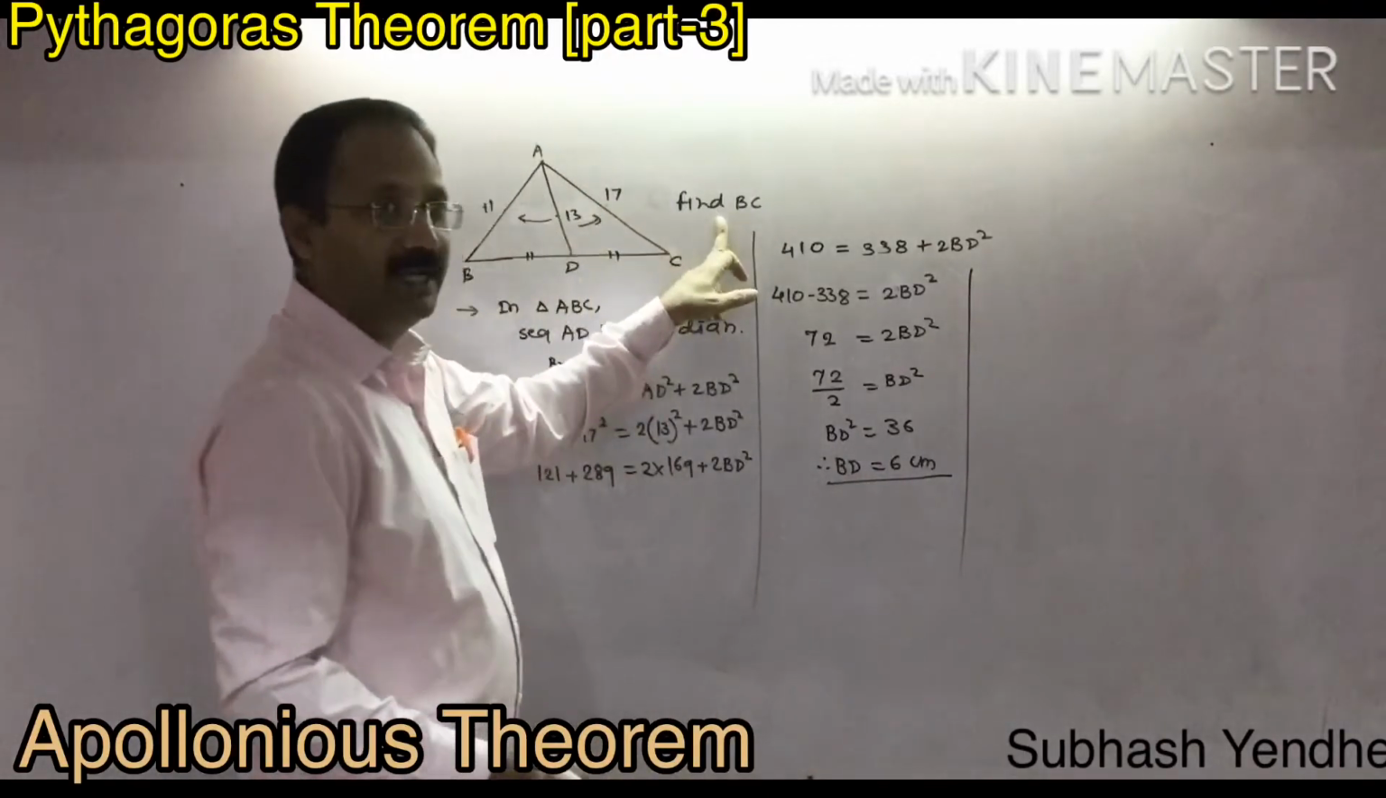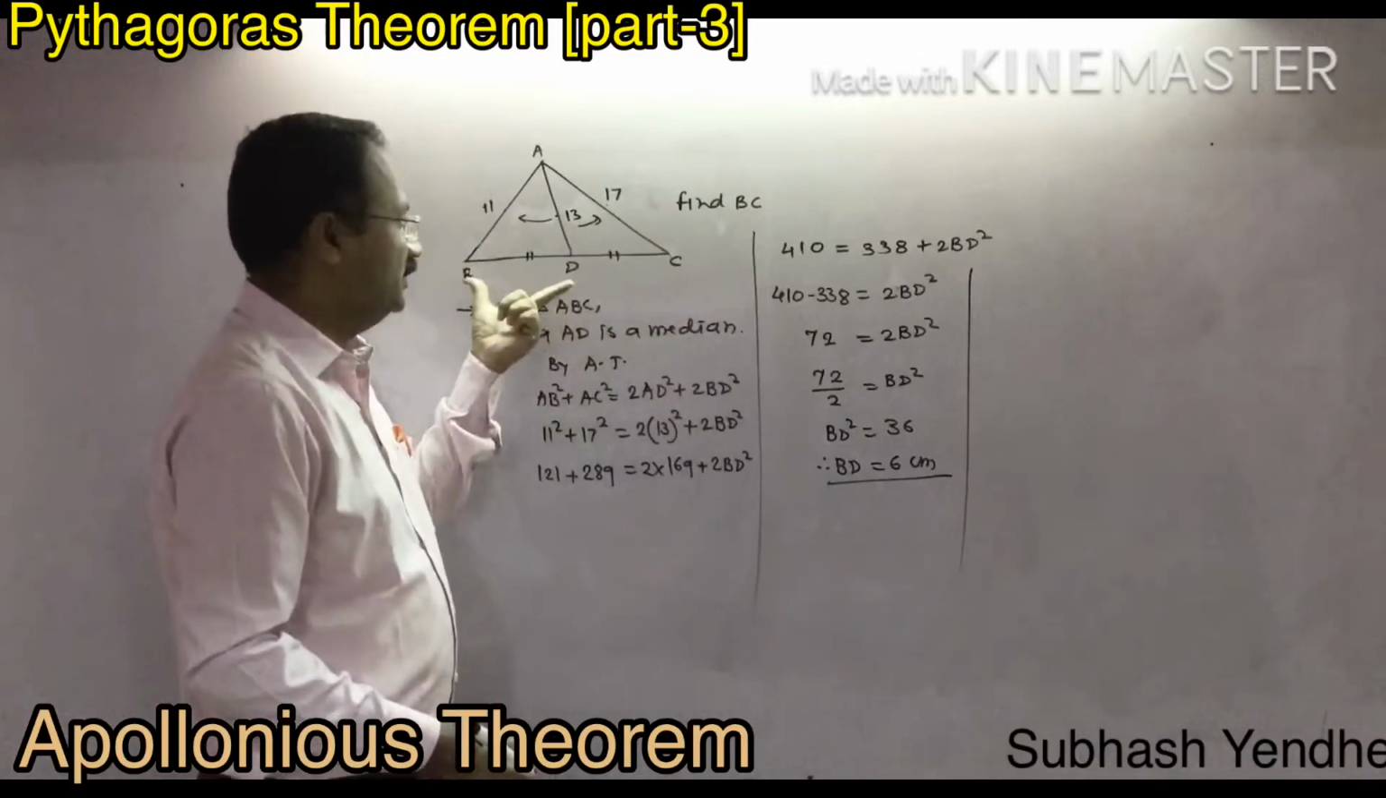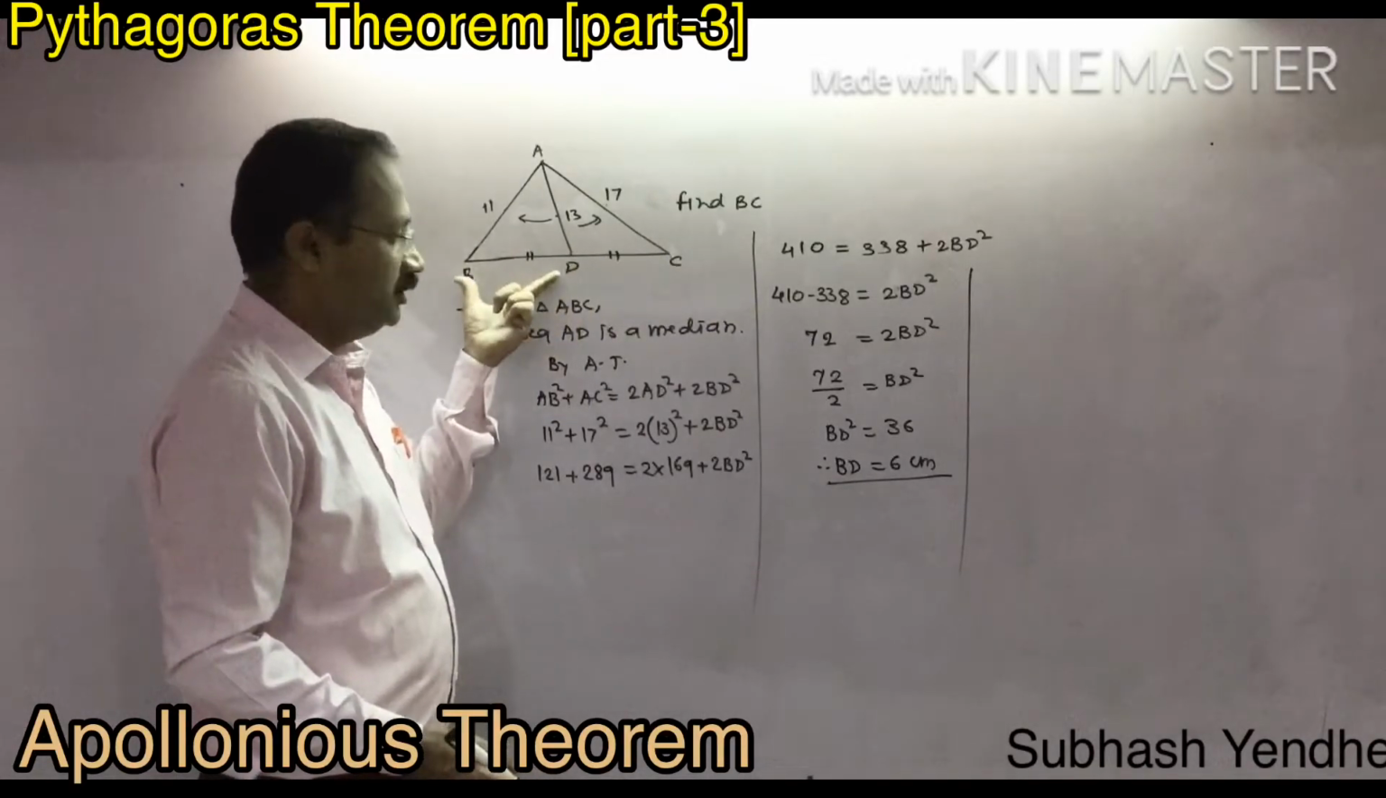But here we have to find out the BC. So BC is double to the BD.